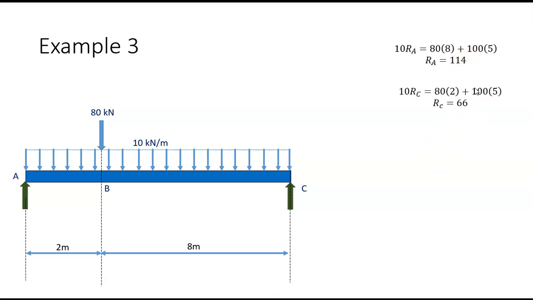And then when we take the moments about A, we get 10 RC. That should be equal to 80 by 2, so that distance there, and then the 10 by 5, or 100 by 5 again, and we solve that and we get RC is equal to 66.